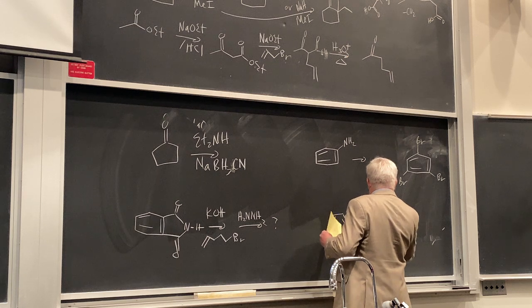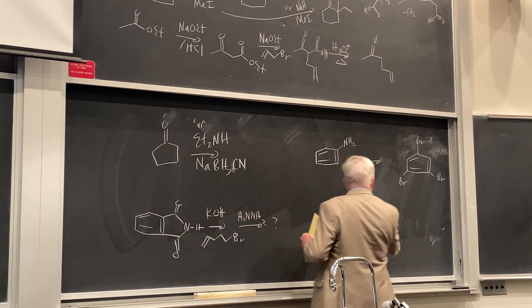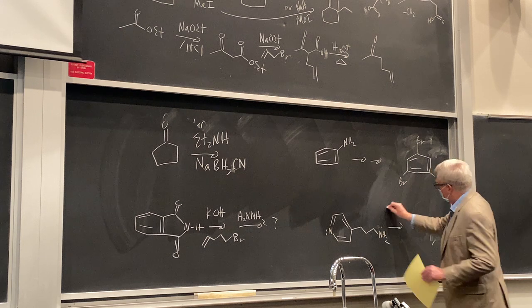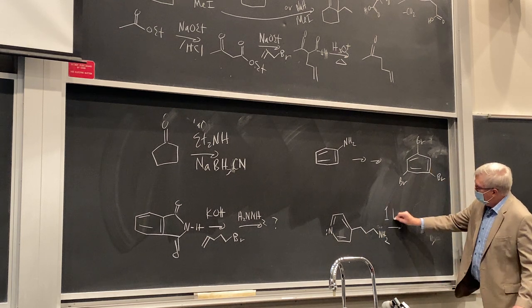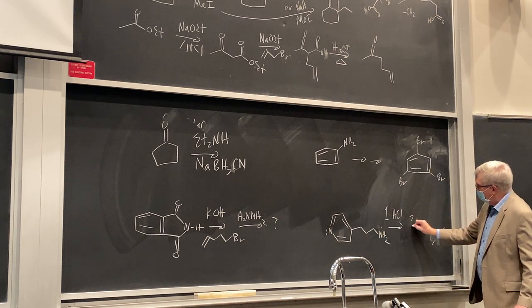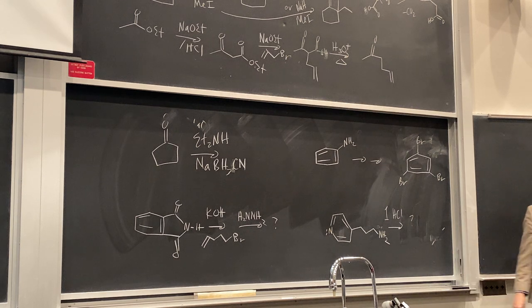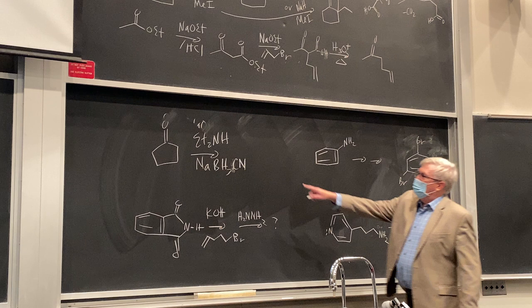Here's a substituted pyridine. I'll even draw the lone pairs for you. And we're just going to put in one equivalent of HCl. What's the product? Got two amines, right? One equivalent. Where is that proton going to go? Let's see. Let's do this one first.